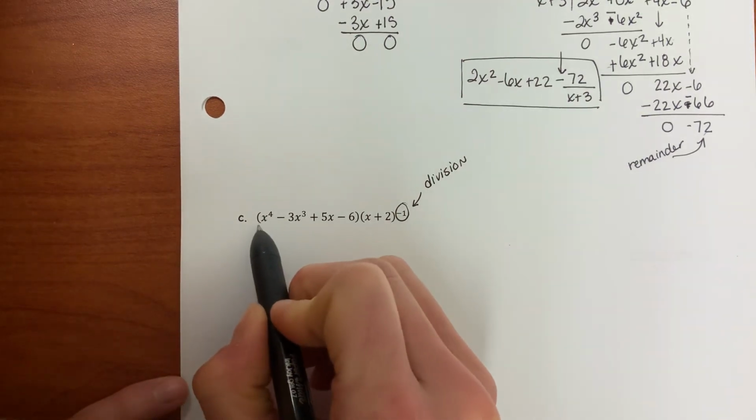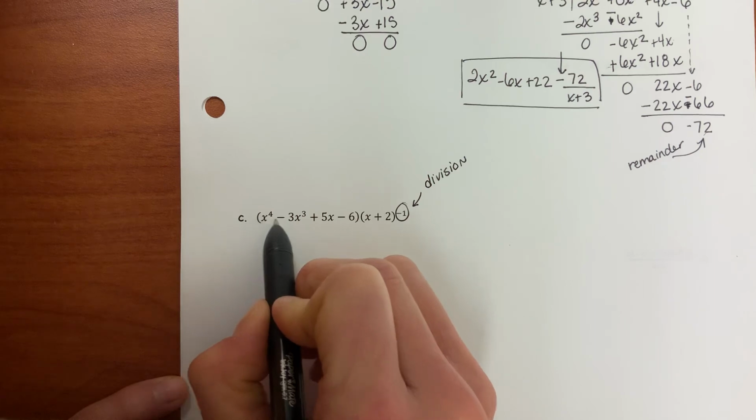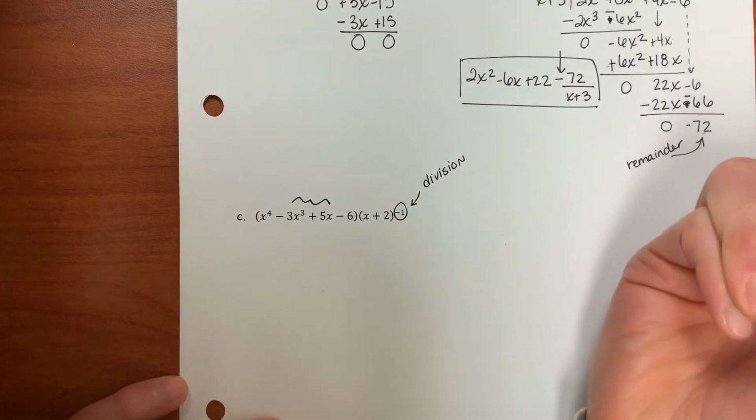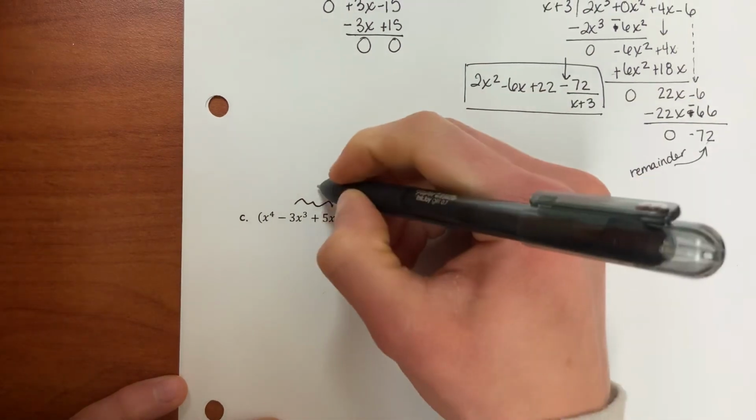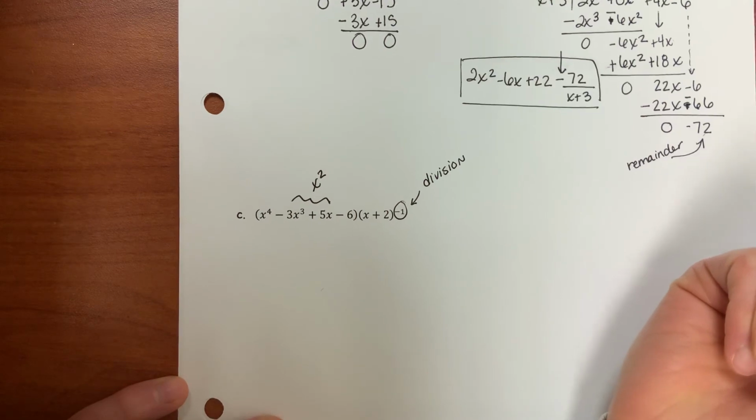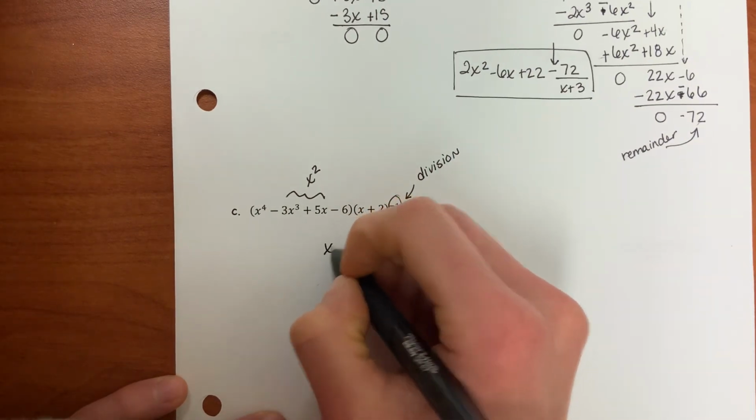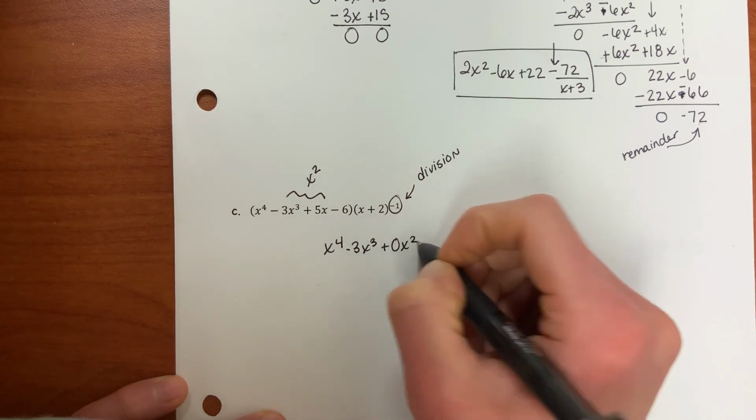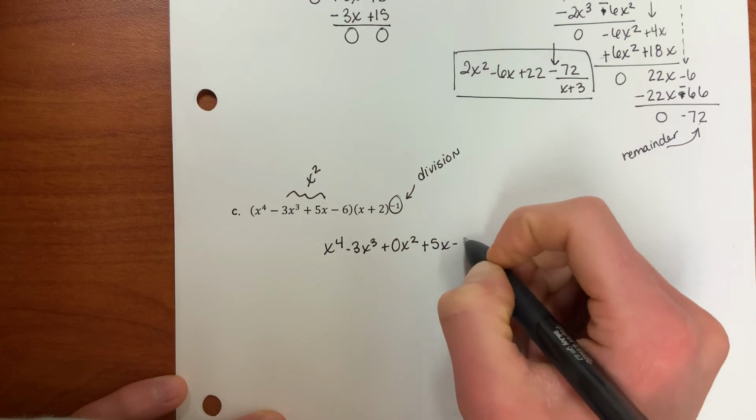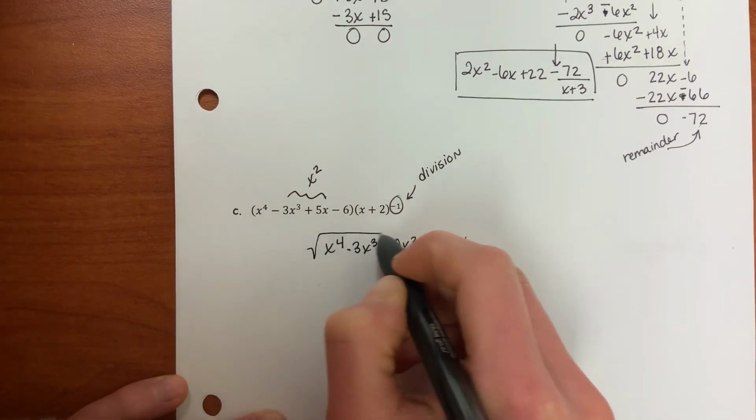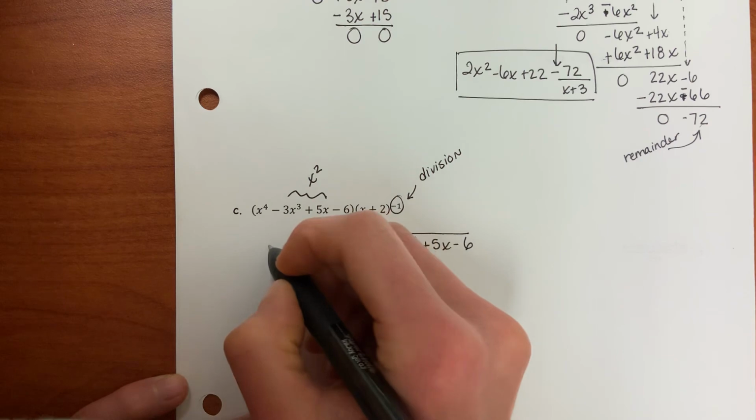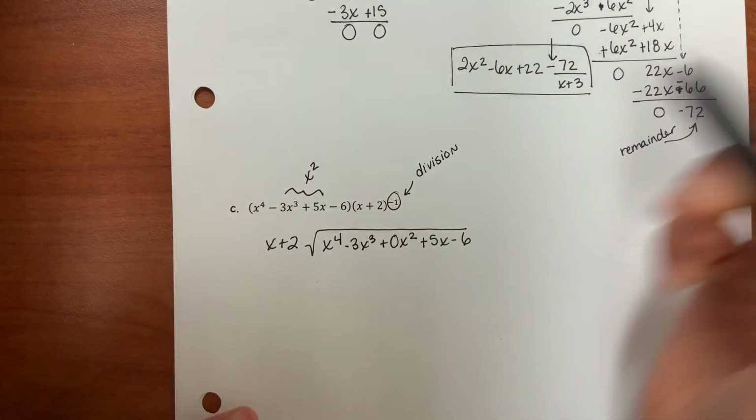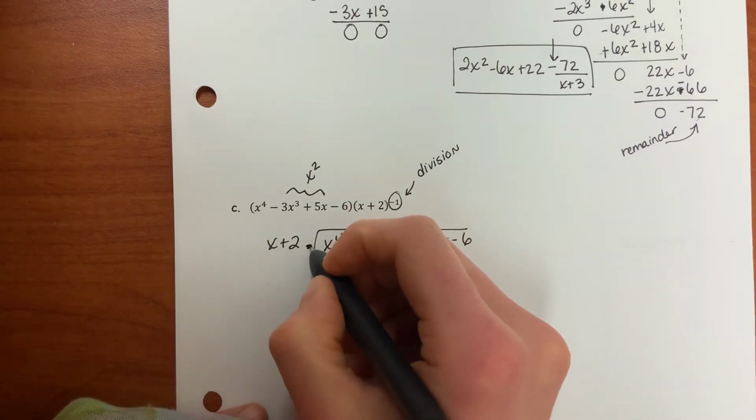So inside my parentheses, I'm going to have x to the fourth minus 3x cubed plus 5x minus 6. But notice right here, what am I missing? I'm missing my x squared term, so I'm going to need to put a placeholder in for that. So I have x to the 4th minus 3x cubed plus 0x squared as a placeholder plus 5x minus 6. Put in our dividing sign, and then x plus 2 on the outside. Okay, so actually that's a square root sign.